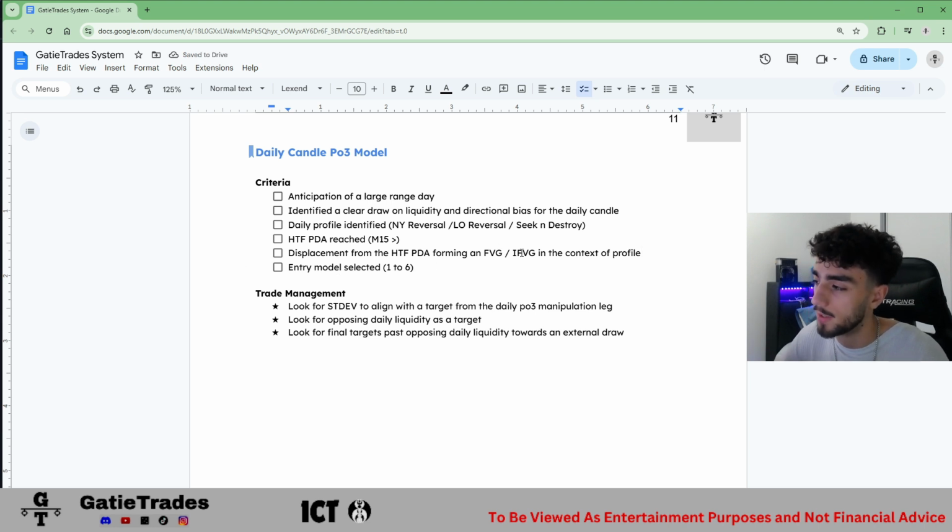So I don't need to enter on a fair value gap or inversion. I have 6 entry models that can get me into a trade. I'm looking at adding one more, just haven't backtested it yet, but I know it's probably going to be good. So getting into the trade is not a problem, but I do need to see displacement from the higher time frame PD array. So either that means an immediate inversion fair value gap or a fair value gap leaving the range and the higher time frame PD array. And then from there, we go to our entry models.